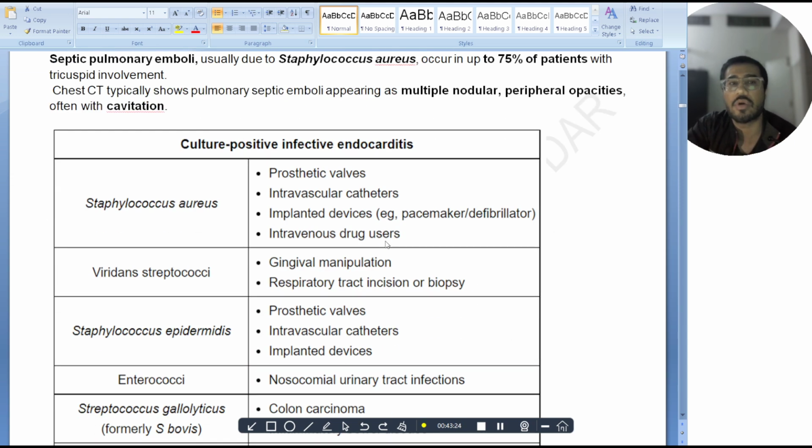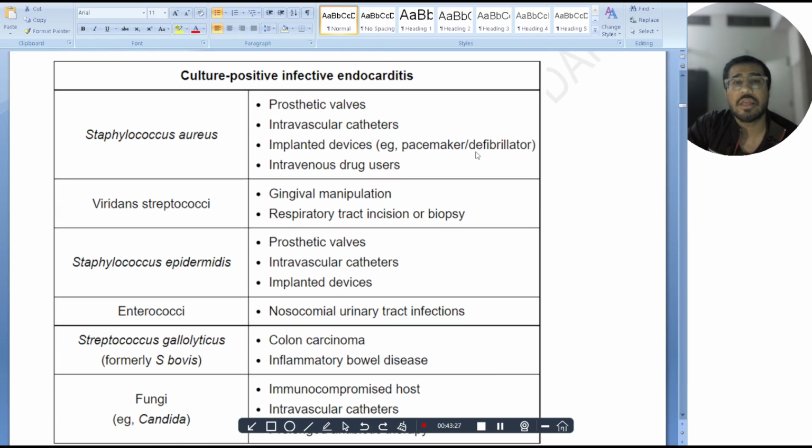Culture positive infective endocarditis. So in this table, they've given all the implicated organisms in different cases of infective endocarditis. If the person has prosthetic valves, IV catheters, or implantable devices, it's going to be Staph aureus, because Staph aureus can go from the skin to the prosthetic valves and intravascular catheters, and Staph epi. It is also located in the epidermis, and it is also really notorious for forming a biofilm and adhering to the prosthetic valves and prosthetic joints and everything like that.